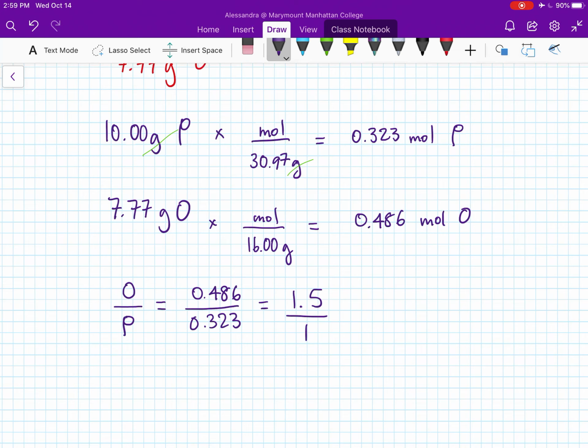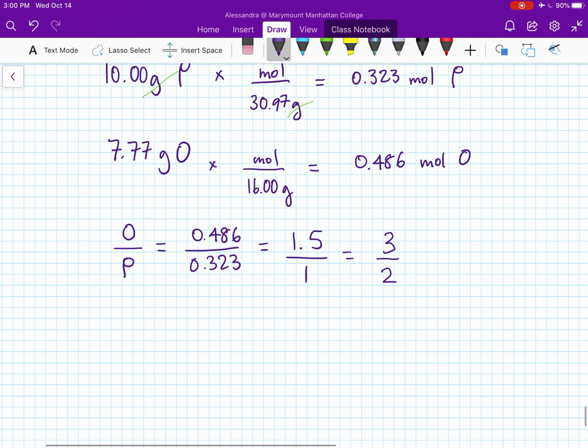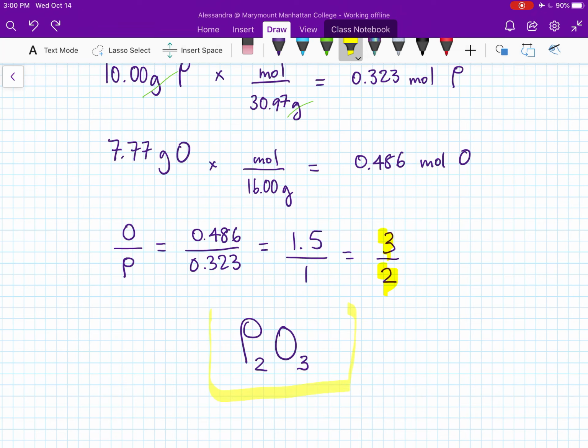I need to multiply through by a common factor. And the common factor here is going to be 2 because I have a half. So I need to transform this into a whole number ratio by multiplying by 2. So 1.5 to 1 is equivalent to 3 to 2. And that is going to give me a formula of P2O3. So literally, this ratio becomes the subscripts in the chemical formula. So this is the empirical formula of my phosphorus oxide compound, the lowest whole number ratio of phosphorus and oxygen in that compound.